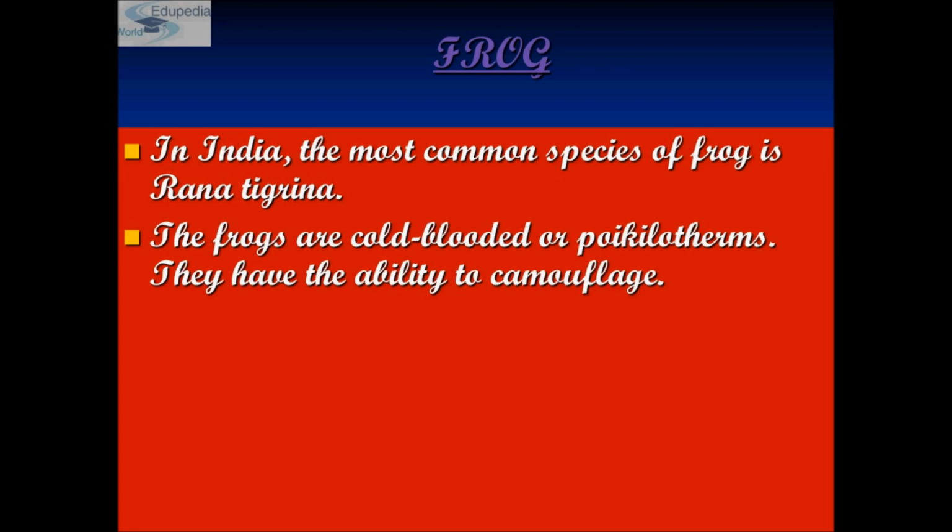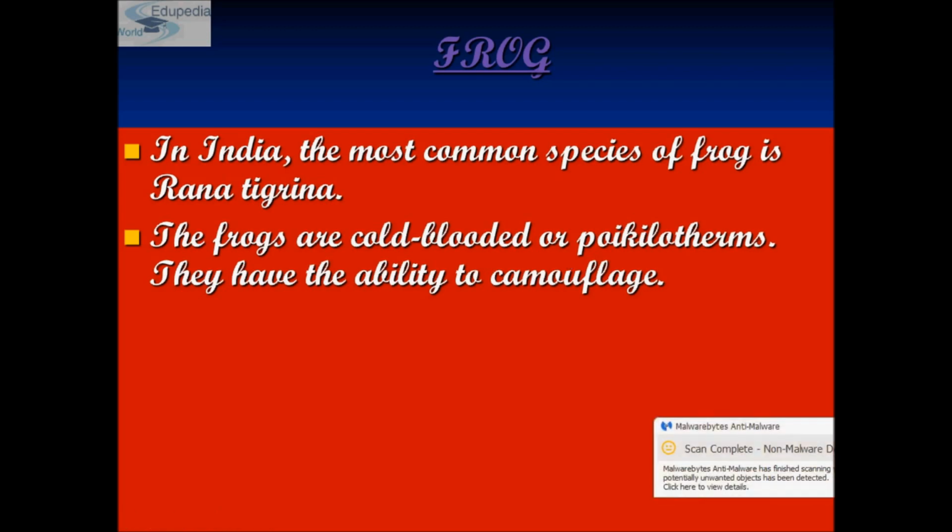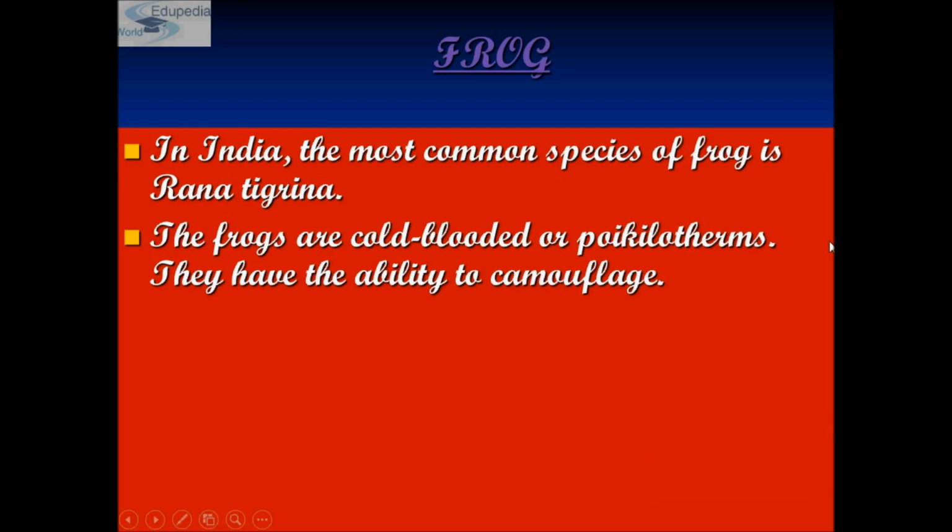You might have also noticed the changes in the color of the frog while they are in grasses and on dry land. They have the ability to change the color to hide themselves from their enemies. That property is known as camouflage. This protective coloration is called mimicry.